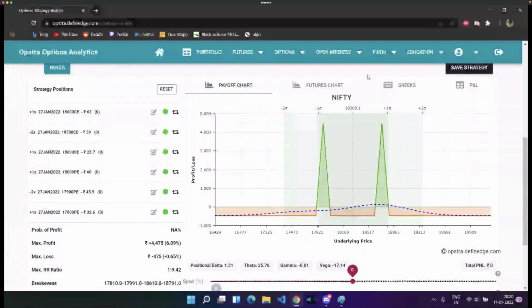Okay, I have one question: how will I know, suppose today is Monday, so I take a position like this, I build a double butterfly, and how do I know that Nifty will expire either this way or that way and not in the middle, something like that? How do you do that?